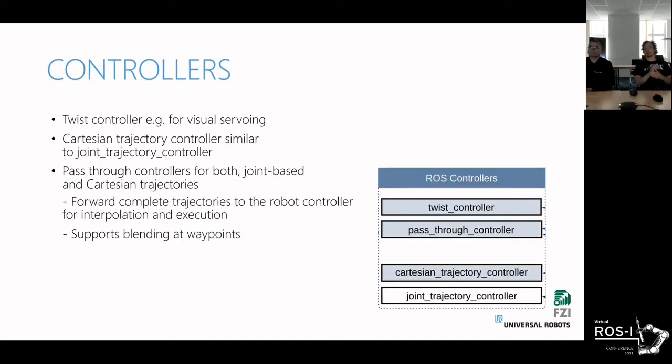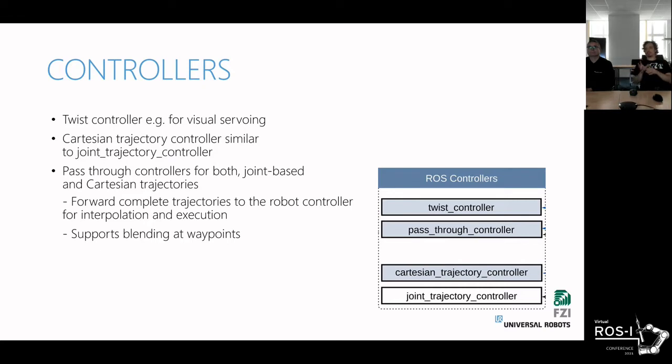So these are those 3 controllers, basically. We have the twist controller, which is basically just forwarding any Cartesian twist that you give it on the input to a twist that gets sent to the robot. So this is, for example, very useful if you're doing some visual servoing or pose following, so you don't have to do any IK or anything on ROS side.